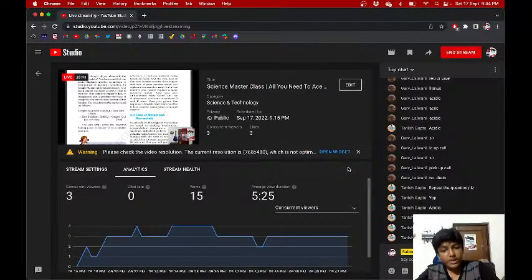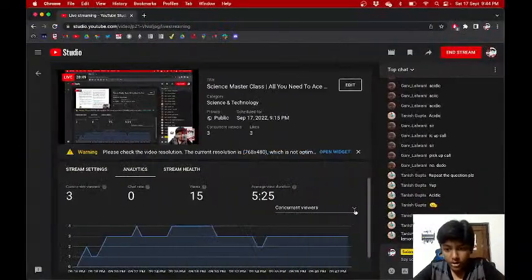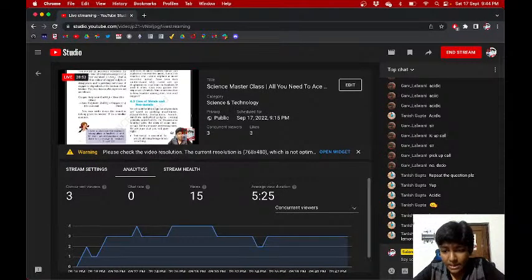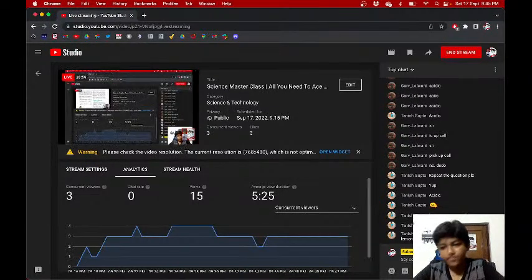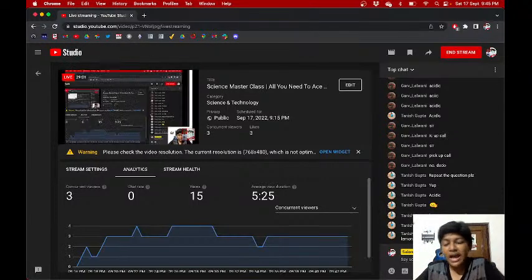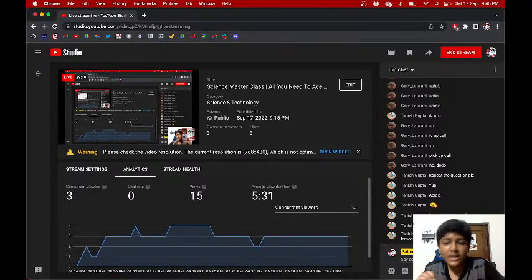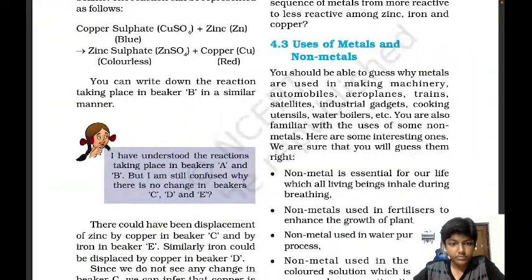Okay, so similarly, you can write down the reaction in beaker B also. Please tell me, can we store lemon pickle in an aluminium utensil? No, basically you cannot store lemon pickle in an aluminium utensil, as lemon pickle is acidic, and acid reacts with metals. So aluminium will react with the acid, and the pickle will get spoiled. So you should not.